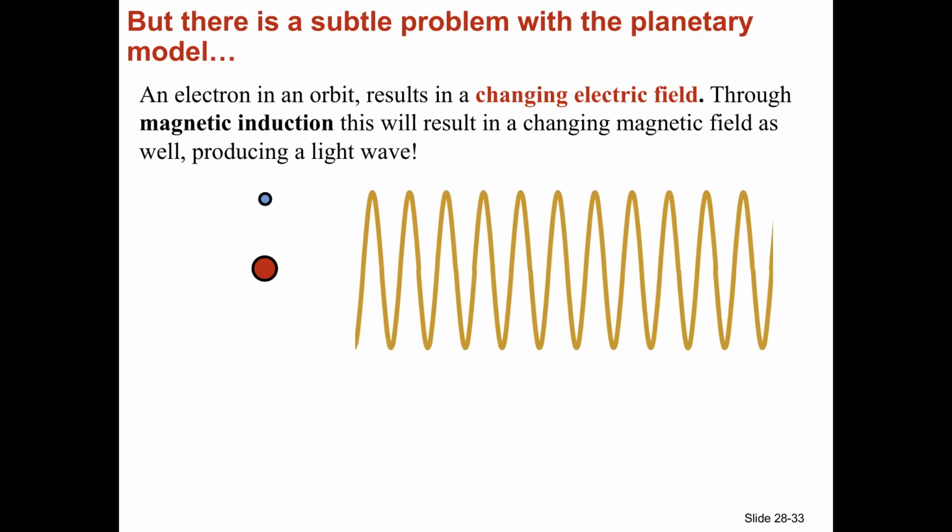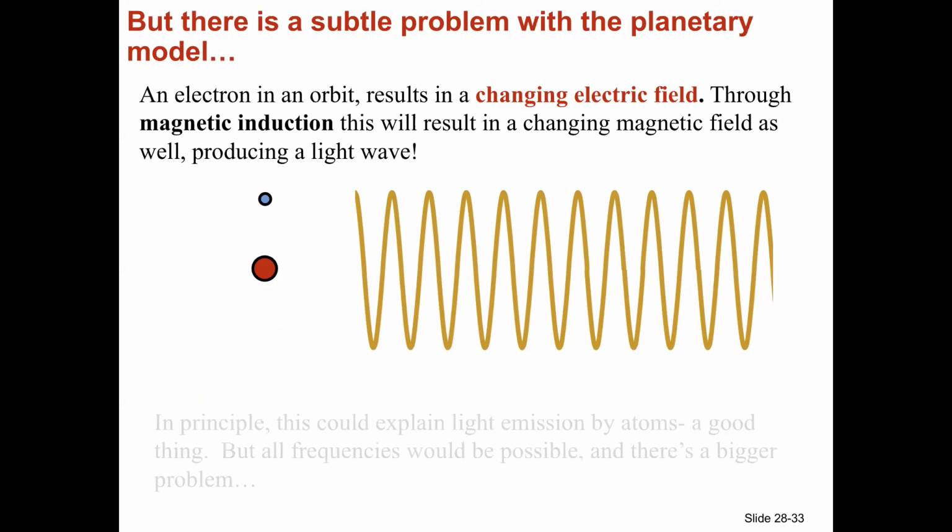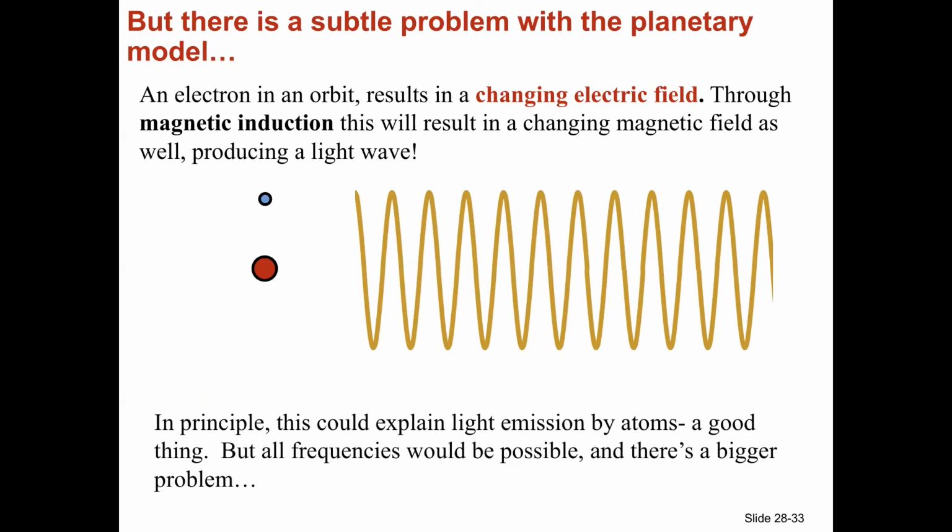In some sense, that's good because it explains why gases like hydrogen give off light. However, the problem is that depending on how fast the electron is orbiting the nucleus, it could give off all possible frequencies, and we know that is not the case. If you've looked at the light emission from hydrogen gas in one of your chemistry labs, you'll know that it only gives off specific frequencies or colors of light. This planetary model would predict it could give off, in theory, any frequency. So there's something missing there.